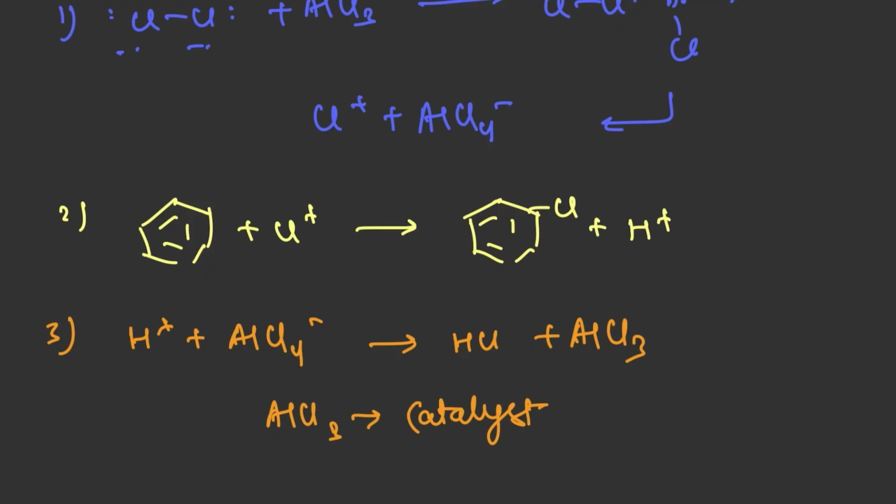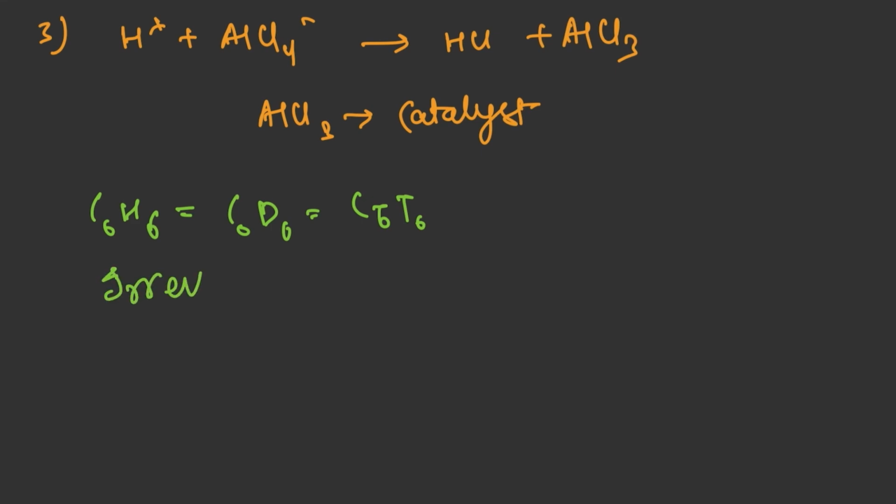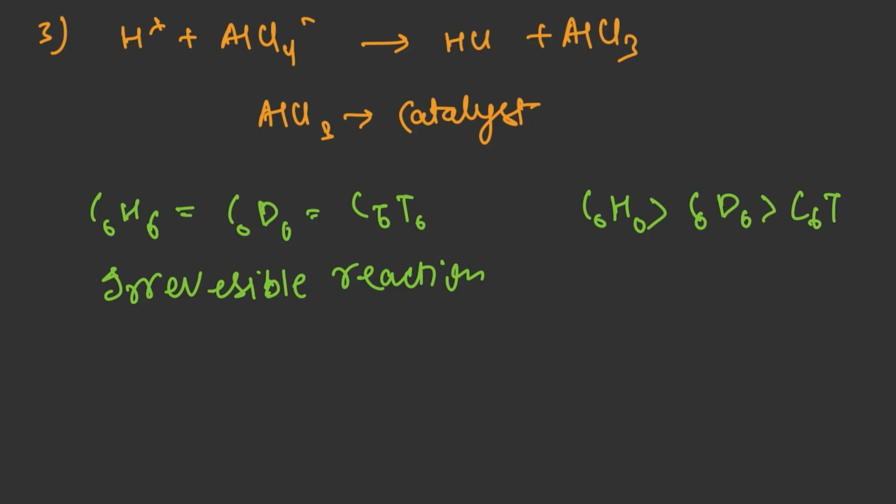Now we have seen the isotopic effect. In the isotopic effect, we have seen that C6H6, C6D6 and C6T6 have equal rate in an irreversible reaction. But the rate of C6H6 is greater than C6D6 and C6T6 when it is a reversible reaction.